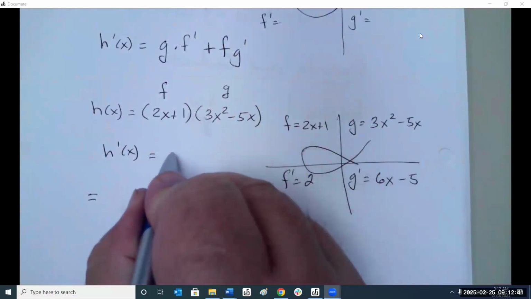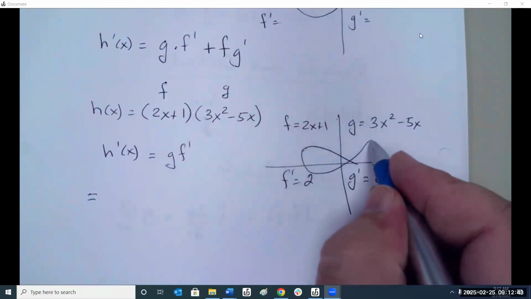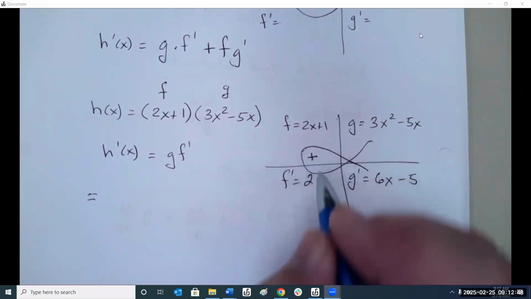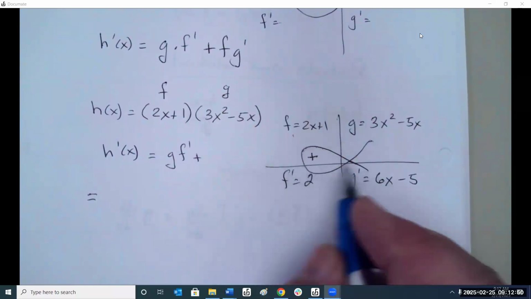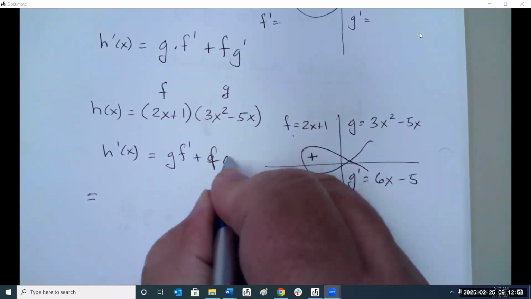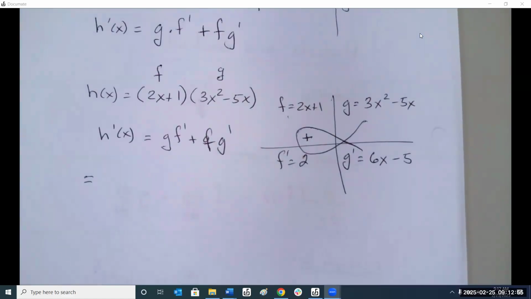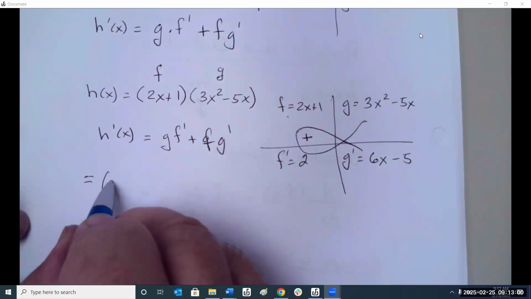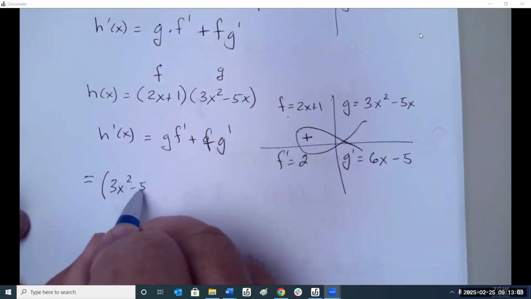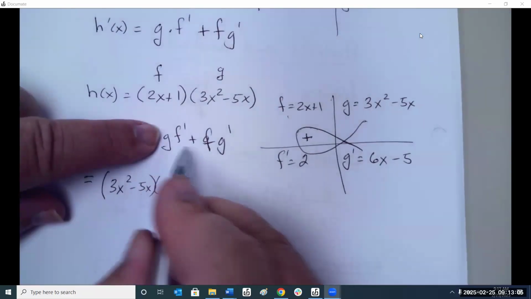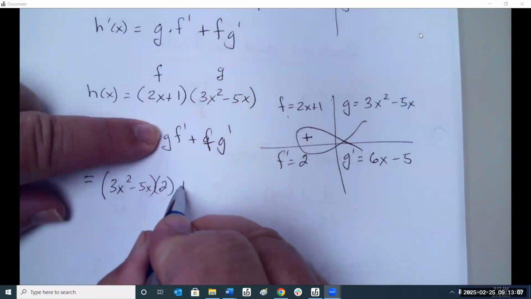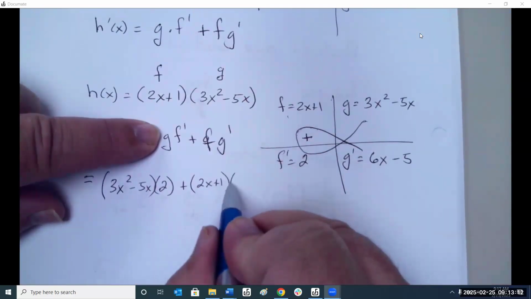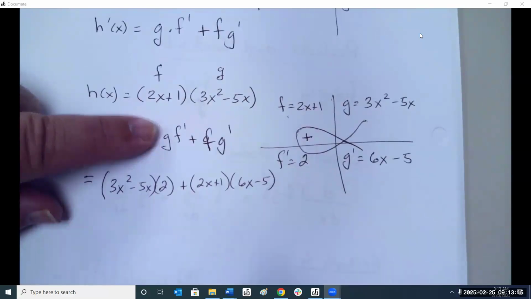So the derivative is g f prime, so start from here, go to the f prime, plus f g prime. And just plug those values in. So we have 3x squared minus 5x, f prime is 2, plus 2x plus 1 times 6x minus 5.